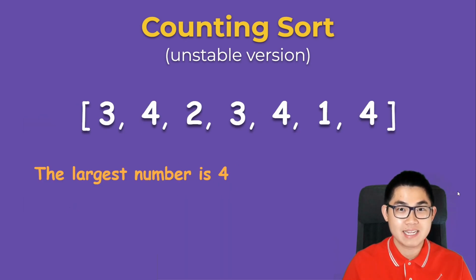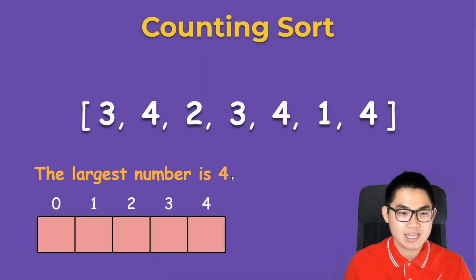The first step in unstable counting sort is to figure out the largest value. So the largest number in this array is 4. We're going to create an array that goes from index 0 to 4. So that's going to be size 5.